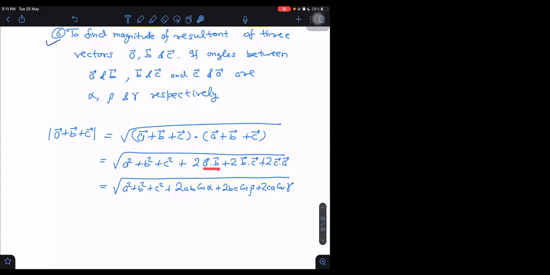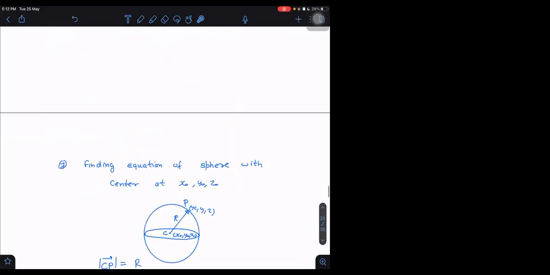What is A dot B? AB cos alpha. B dot C, BC cos beta, and C dot A, CA cos gamma. And this is the answer. We are getting it. Point number 6 also is covered. Come to point number 7.